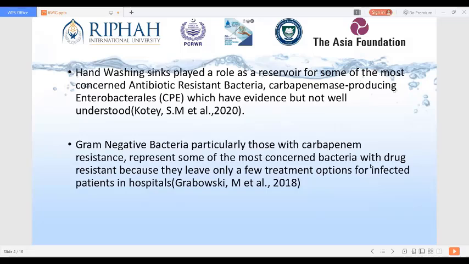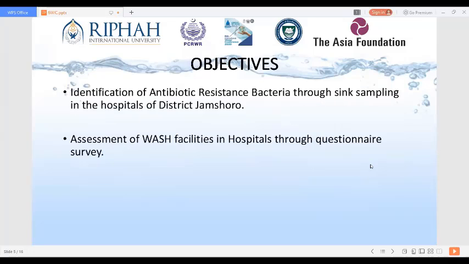Gram-negative bacteria, particularly those with carbapenem resistance, represent some of the most concerning drug-resistant bacteria because they leave only very few treatment options for infected patients. So the objectives of this study are to identify the antibiotic resistant bacteria through sink sampling in the hospitals of Jamshoro, and to assess wash facilities in hospitals through a questionnaire survey.